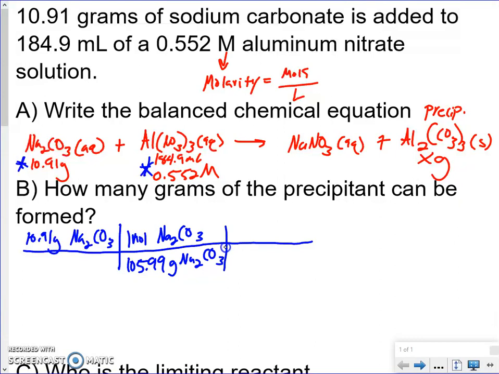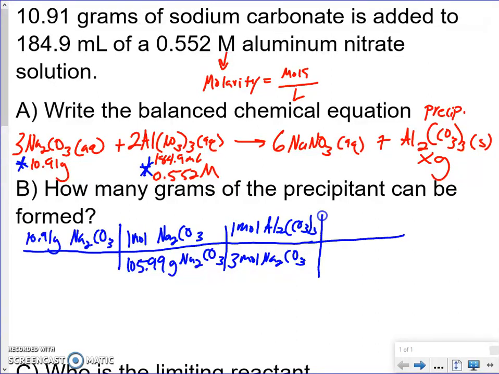From here, we have to do our mole ratio, and we forgot to balance. So let's pause from this part of the problem and come back up here. We always have to balance. I'm sorry I forgot to do that. That's my fault. There we go, and then a 1 over there. So now when we come back down here, we can do our mole ratio, which is 3 moles of sodium carbonate to our precipitant, 1 mole of aluminum carbonate.